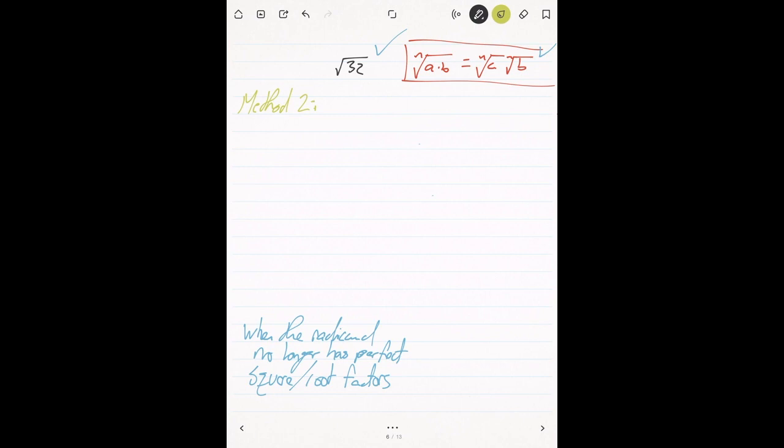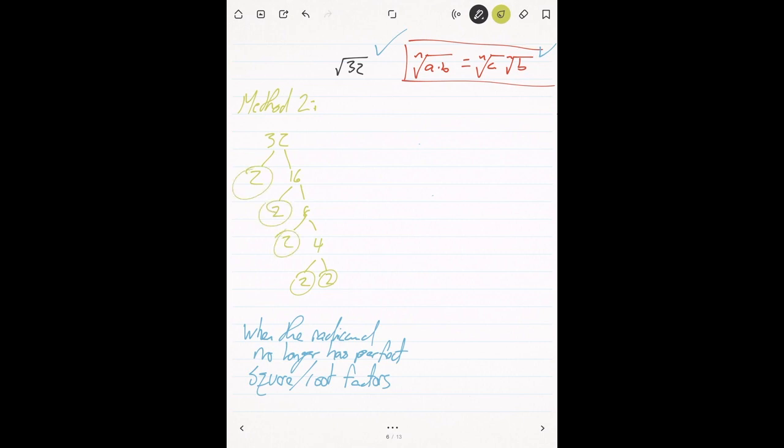Okay, method 2 starts by saying take the number 32, just like before, and we're going to break this down, but this time we're going to break it down into its prime factors. Remember back in elementary school when you made prime factor trees? That was called prime factor decomposition. You broke down a number into all of its prime factors. So let's do that again right here.